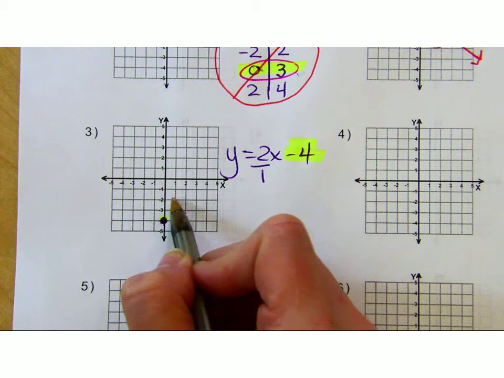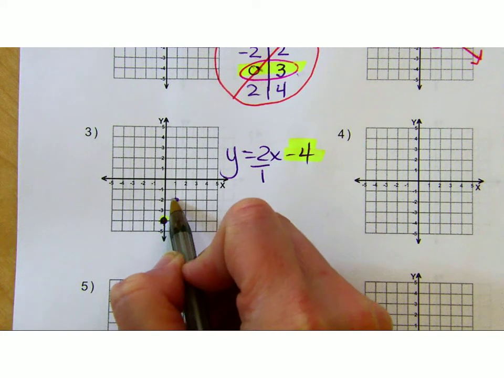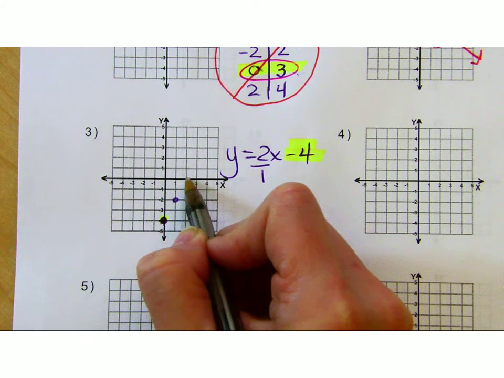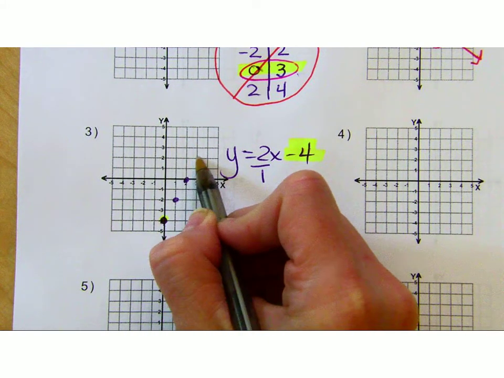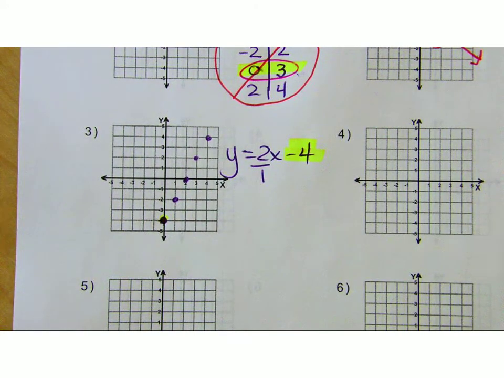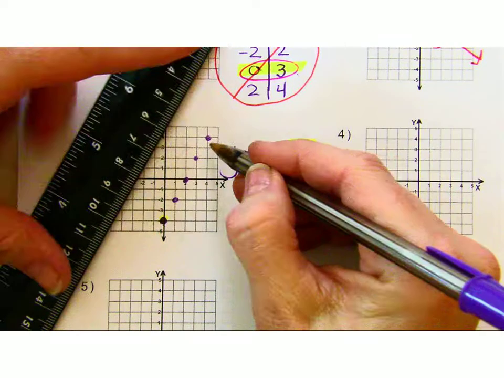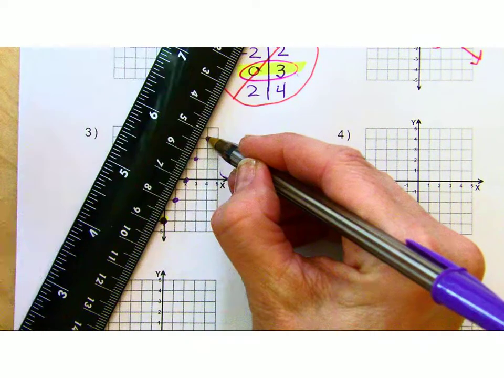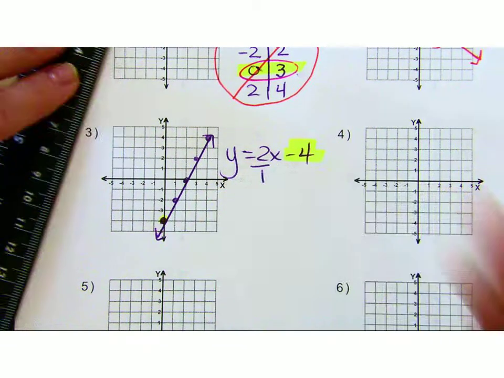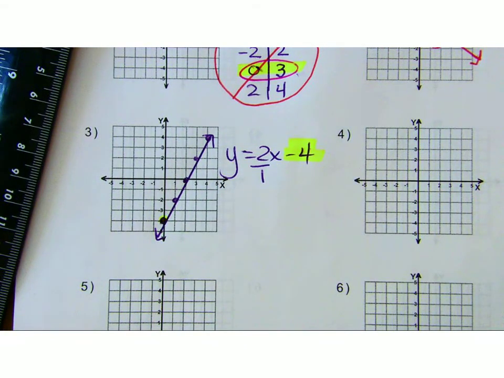And you know what? Just because we have room for the heck of it, let's keep doing it. I can keep going up 2 and over 1, up 2 and over 1, and I can get a really good sampling of points. I really only need 2, but this isn't going to hurt. That way, sometimes your ruler's off a little bit, and you get a sloppy line that doesn't really go through your points. Are you good so far? It's not that bad, huh?